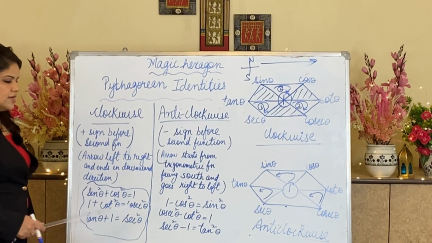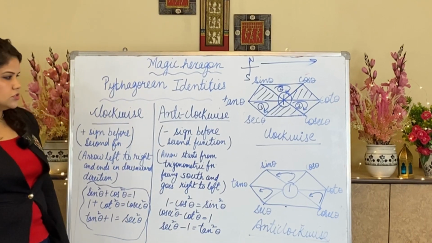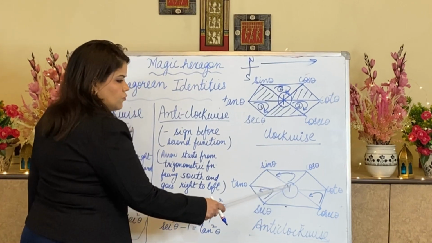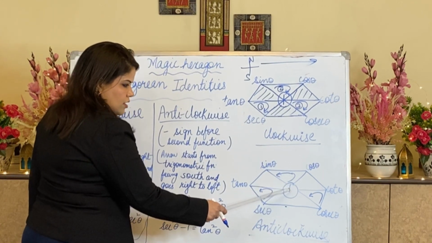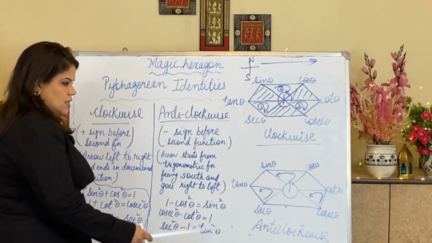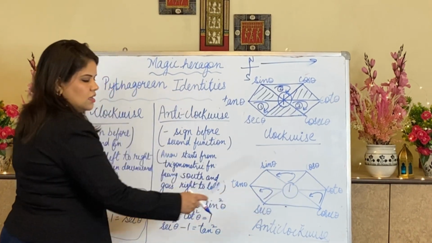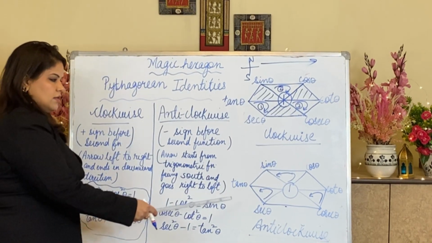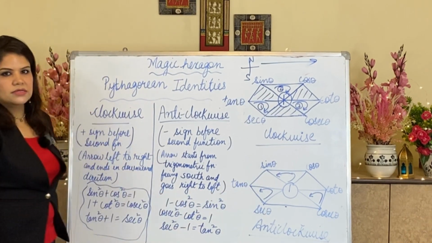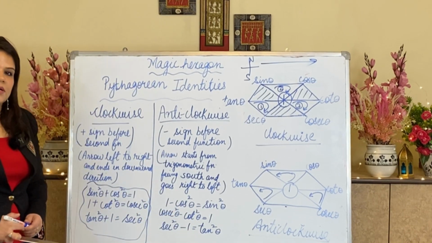Now for anti-clockwise, I will be writing minus sign before the second trigonometric function. Now in this triangle, I am taking anti-clockwise. So starting from 1, 1 minus cos square theta is equal to sin square theta. Then I am taking this triangle: cosecant square theta minus cot square theta is equal to 1. Then this triangle: secant square theta minus 1 is equal to tan square theta. So this is the short way of remembering the trigonometric identities.